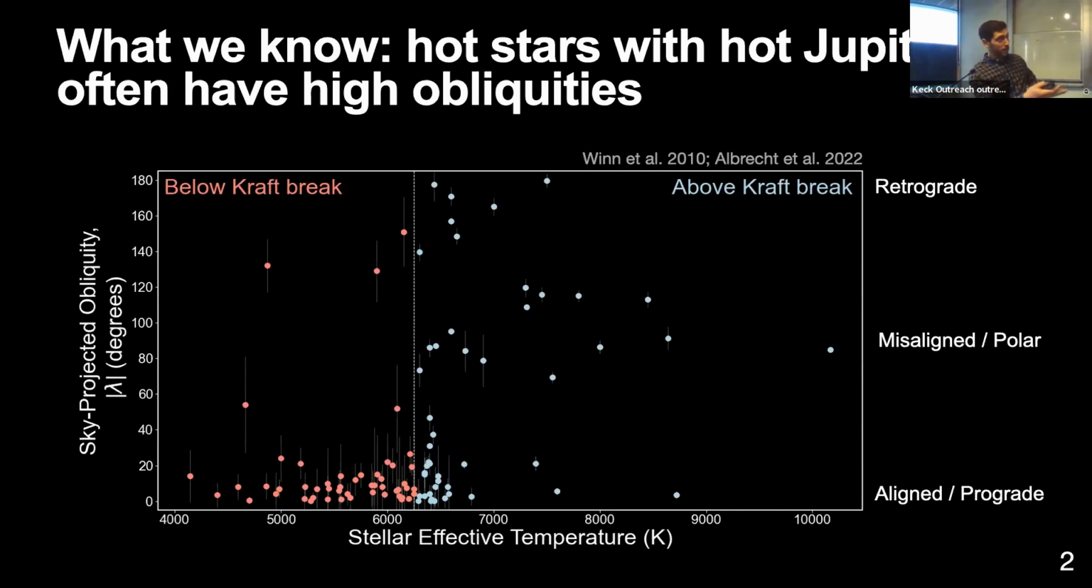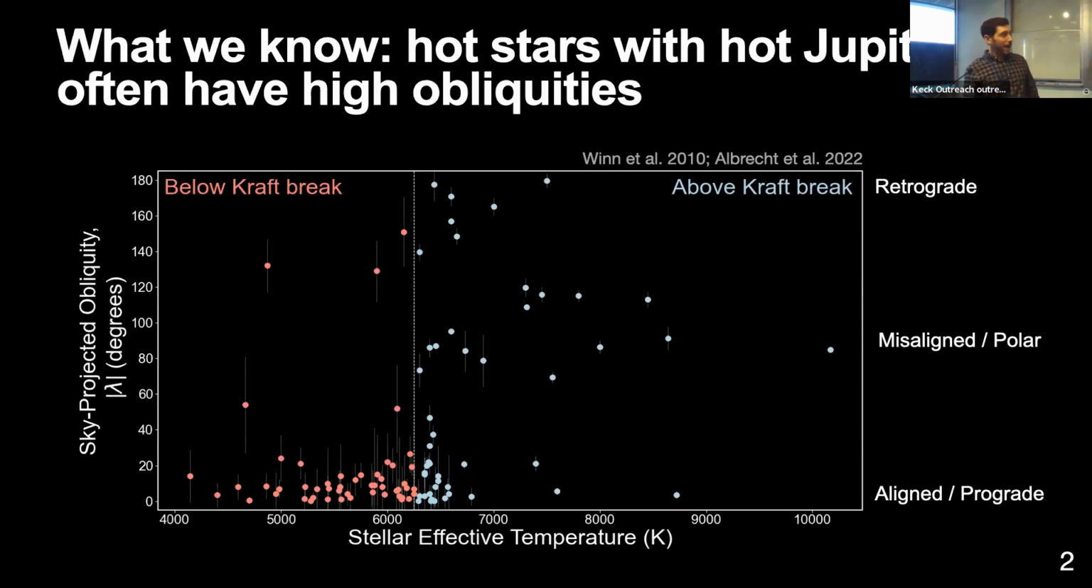And you'll probably notice, based on how I colored the points here, that there's an immediate correlation. Specifically, the cooler stars tend to have hot Jupiters that are on aligned orbits, and the hotter stars have a much higher probability of having these polar and retrograde orbits. The separation is roughly at the Kraft break.